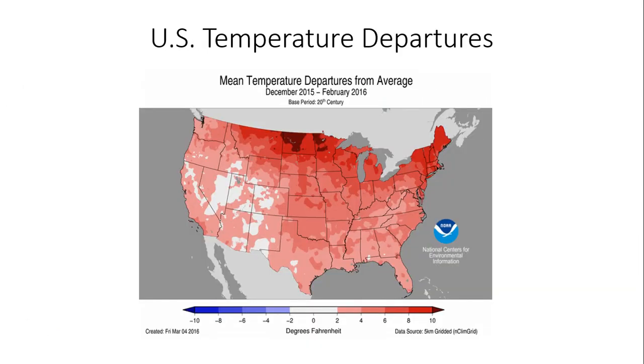Here were the U.S. temperature departures for that winter, 2015-16. Look at the whole U.S. I mean, you're near normal in parts of the western U.S., there in Utah and Nevada. But, wow, what a warm winter this one was.